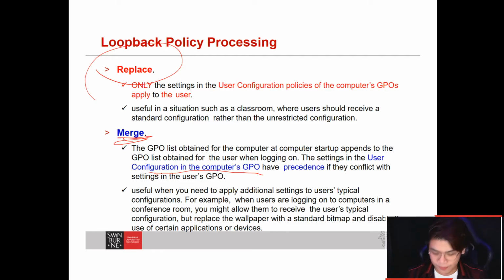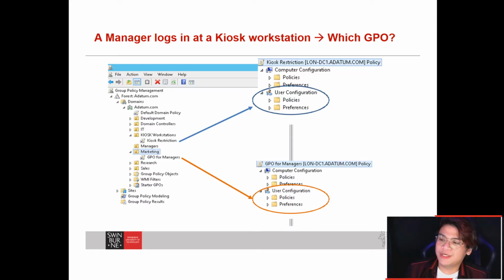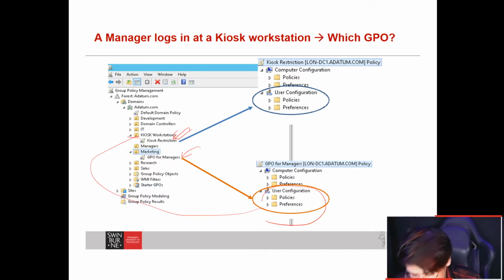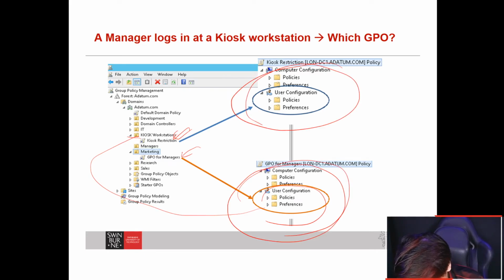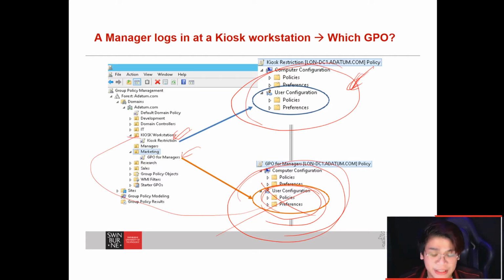devices. For example, this one, which do you think it would apply? The kiosk workstation has the loopback processing, while the marketing department user tries to log in inside the kiosk workstation. We have these two user configurations over here. If this one is replace, then this one will not apply at all. But if the loopback processing is merge, then anything that is conflicting with this one wins.